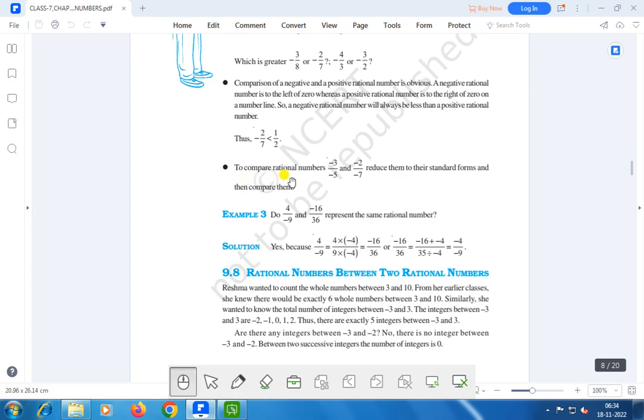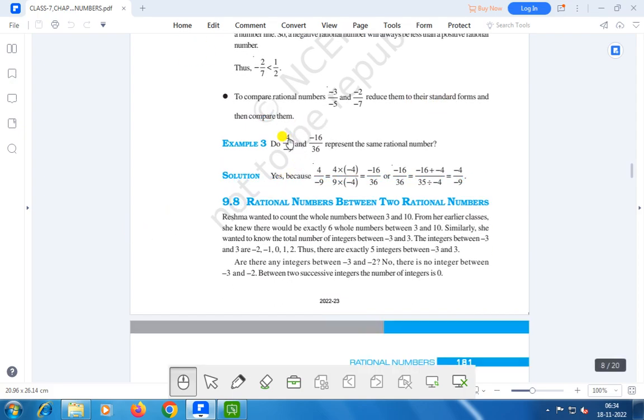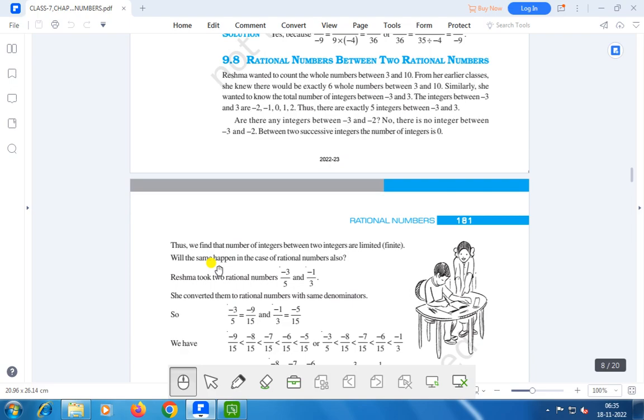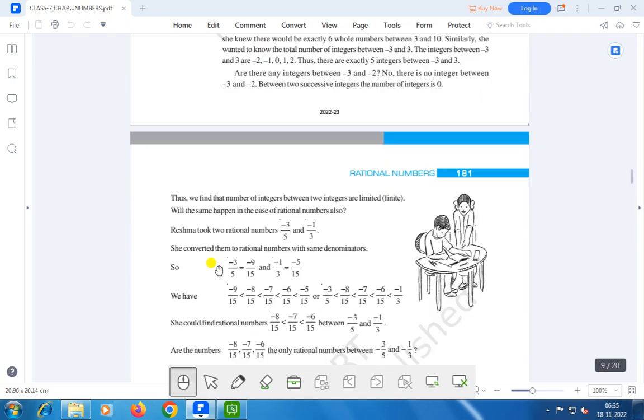To compare rational numbers minus 3 by 5 and minus 2 by 7, reduce them to their standard forms and then compare them. Do 4 by minus 9 and minus 16 by 36 represent the same rational number? Yes, because if you multiply 4 by 9 by minus 4, you get minus 16 by 36, or minus 16 by 36 divided by minus 4 gives 4 by minus 9.